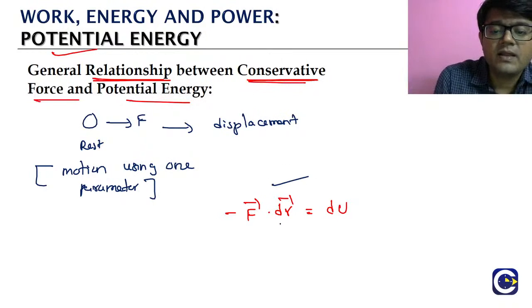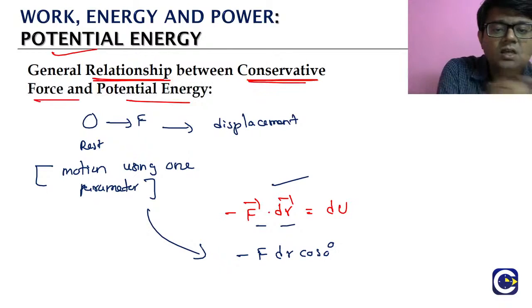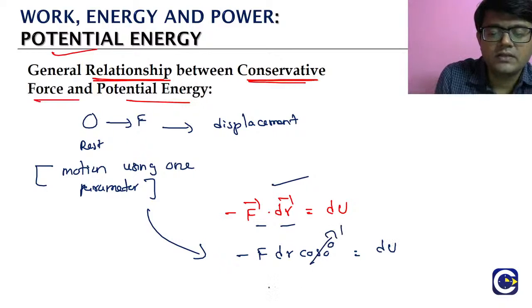So இங்க பாருங்க, f and dr will be in the same direction. So அப்ப என்ன ஆகும்? Minus f dr into cos 0. ஏன்னா because we are looking at force and displacement to be in the same direction. So angle between them will be 0. Is equal to what? So cos 0 எவ்வளவு 1. So minus f dr is equal to du.